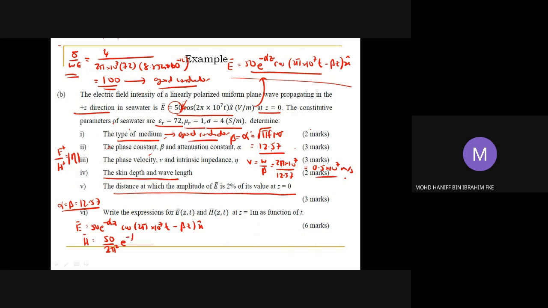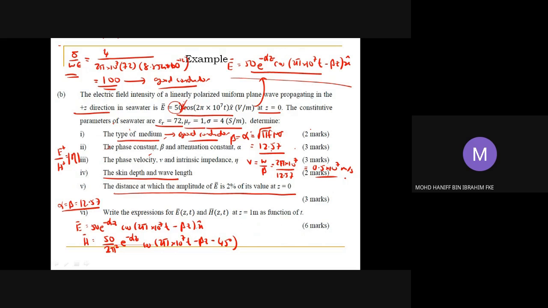Exponential of negative alpha z cosine of 2 pi times 10 to the power of zt minus beta z minus 45 degrees. There should be a phase change of 45 degrees between the E field and the H field. So don't forget about this phase difference of 45 degrees.